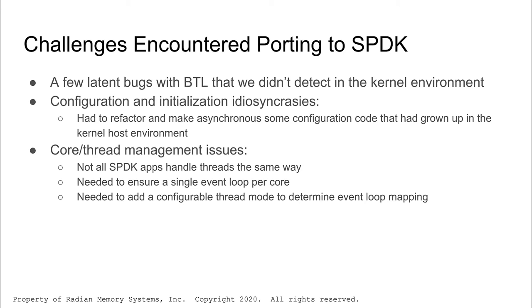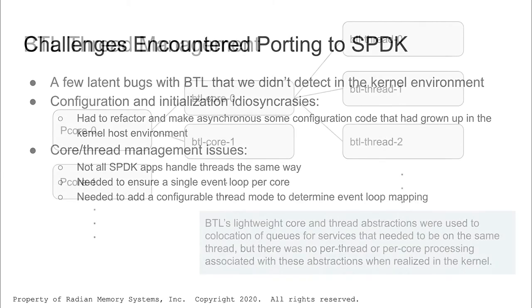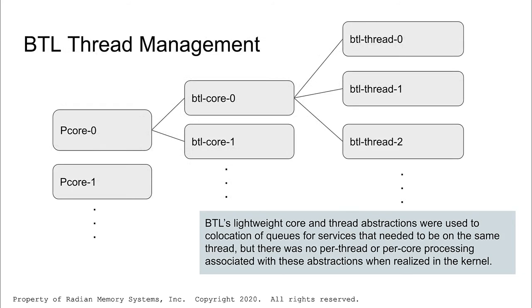Finally, there were some issues we ran into with thread management. We discovered that not all the SPDK apps handle threads the same way, and we had to do some extra work to ensure that the right event loops were created on the right cores. The problem stems from the way BTL abstracts cores and threads and how these abstractions are concretely assigned to physical cores. In the kernel environment, there was no actual per BTL thread processing associated with any of these.